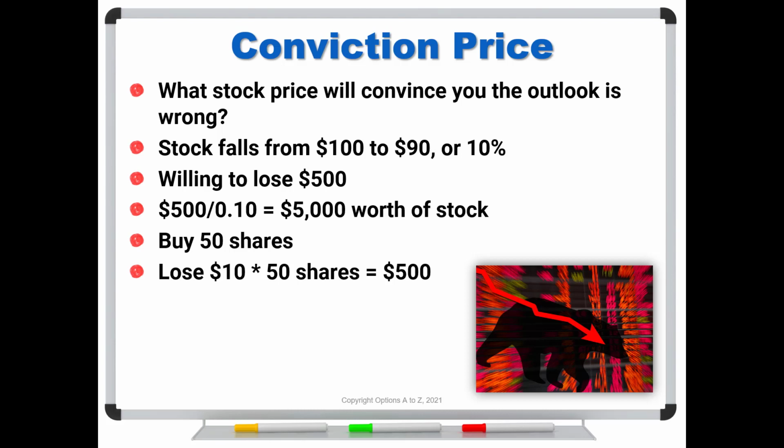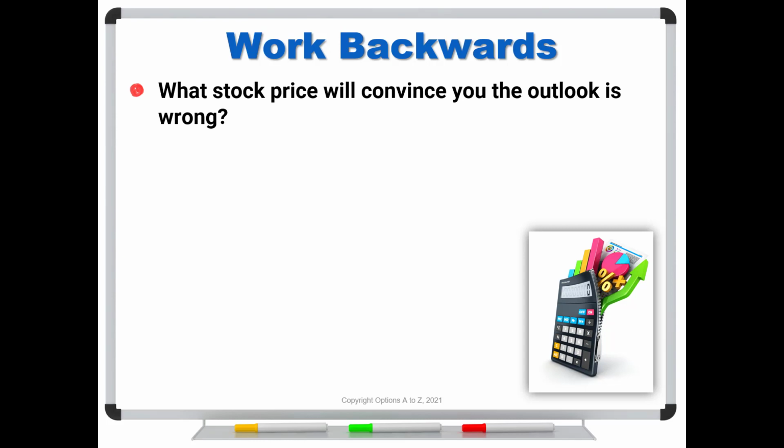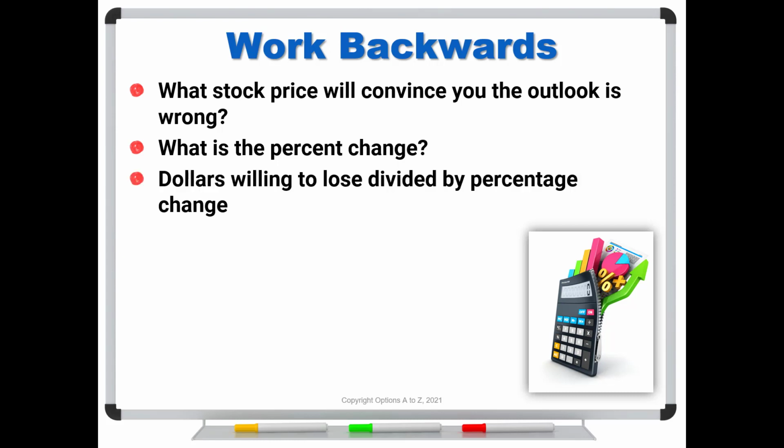So the basic idea here is to remember to work backwards. Start by asking what stock price will convince you the outlook is wrong, and then figure out what is that percent change. How much is that stock price down in terms of a percent? Then take the dollars that you're willing to lose divided by that percentage change. So again, in the previous example, we said if the stock falls from 100 to 90, I'm convinced that I'm wrong. So 90 is my conviction price. That was down 10%. That's my first step.